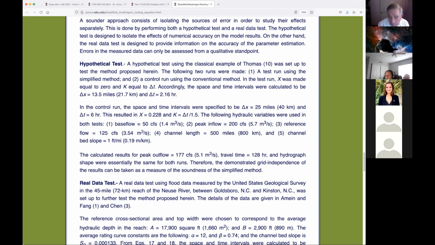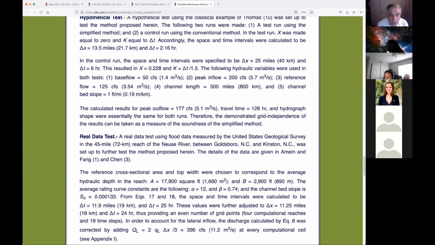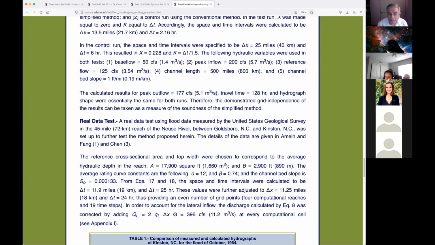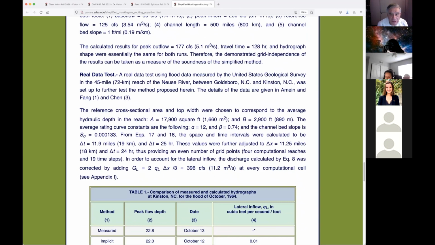This method is approximate. The linear method is approximate. So we're justified in taking 125, which is the average. I, at one time, thought about finding the center of mass, something like that. But I figured that wasn't going to improve a whole lot because this is an average method anyway, because it's a linear method. And the world is really nonlinear. We already showed that. Okay, calculated results for peak outflow is 177 and travel time 128. Those are the numbers that you should be shooting for when you do your Excel problem. 176.5 actually. Okay, so the real data test. So then we set it here.